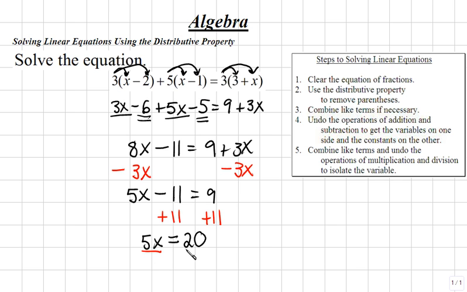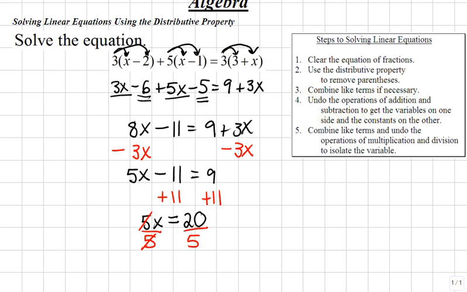And so we'll divide both sides of this equation by 5. 5 divided by itself will cancel to become 1x, which we'll write as a single x. And 20 divided by 5 becomes 4. So the solution to this equation is x equals 4.